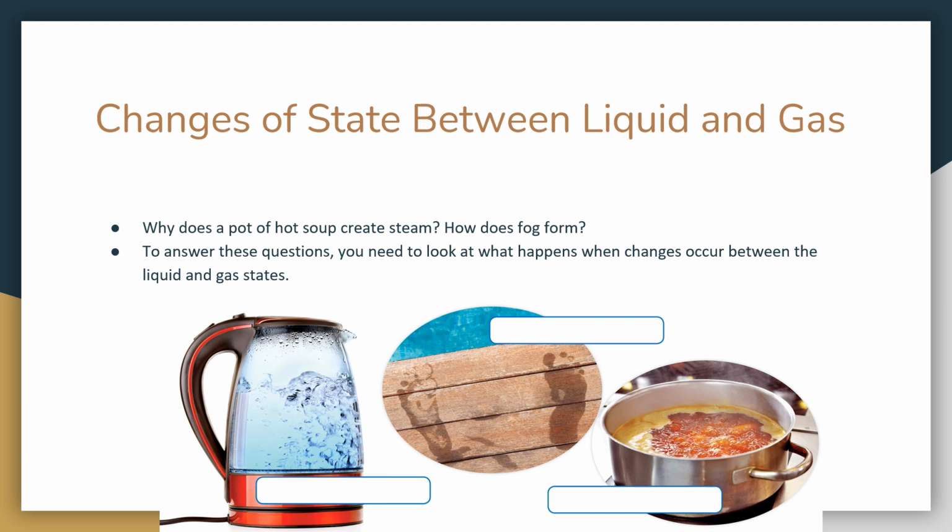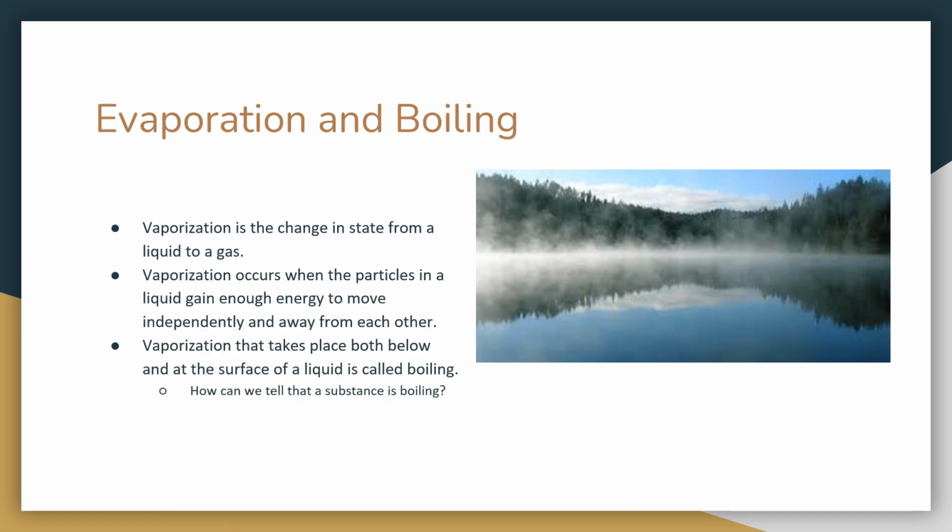So for figure 4, we're going to look at that. Examples of vaporization are all around us. We need to label each picture as either boiling, evaporation, or both. So our electric kettle is going to have both. The footprints on a deck is evaporation, and then boiling soup is also both. Evaporation and boiling. Vaporization is the change in state from a liquid to a gas.